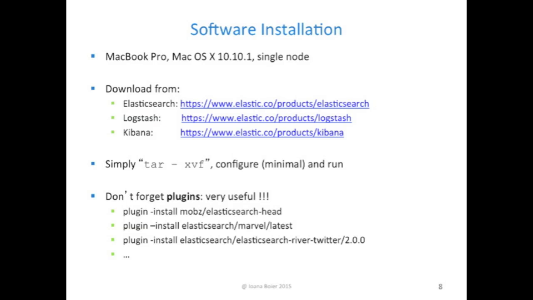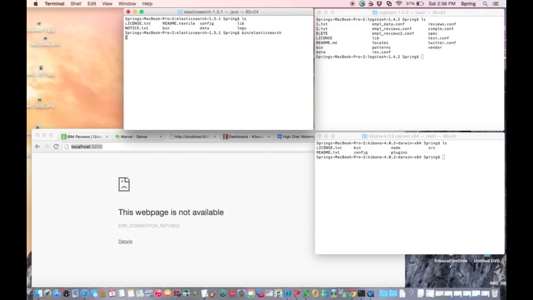The ELK stack components are extremely easy to install. I used a single node setup on a MacBook Pro running the Yosemite operating system. All the software can be freely downloaded from the Elastic website. After downloading and unpacking the software, some minimal configuration is needed. Elasticsearch is extensible and also comes with a rich set of plugins. I personally installed a few browser-based dashboards like Head, Kopf, Marvel, as well as a Twitter river for handling Twitter feeds in Elasticsearch. Running the software simply entails invoking the eponymous executables from the corresponding bin directories.